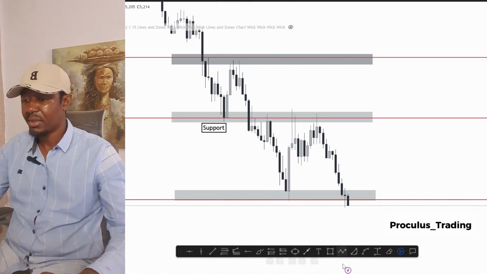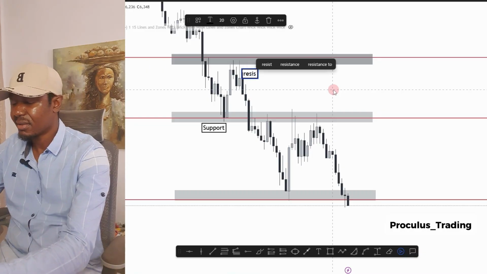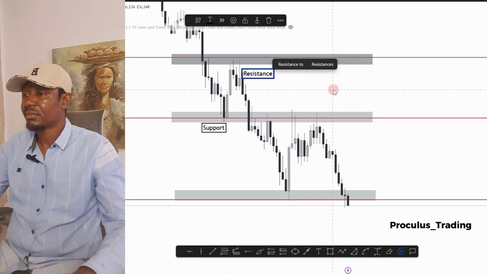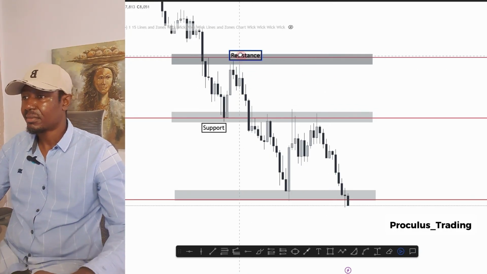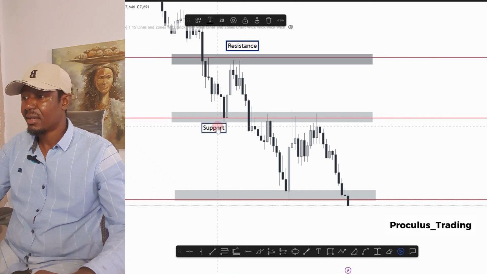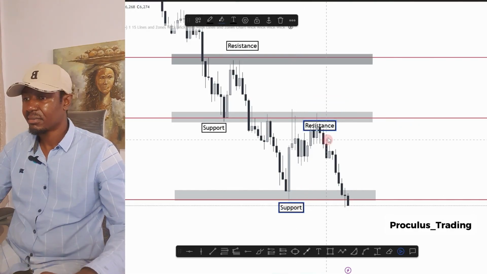Support. I'm going to call this support. And then I'm going to call this place resistance. So we have here to be resistance, okay? And then we have here to be support. And then we have here to be resistance also.